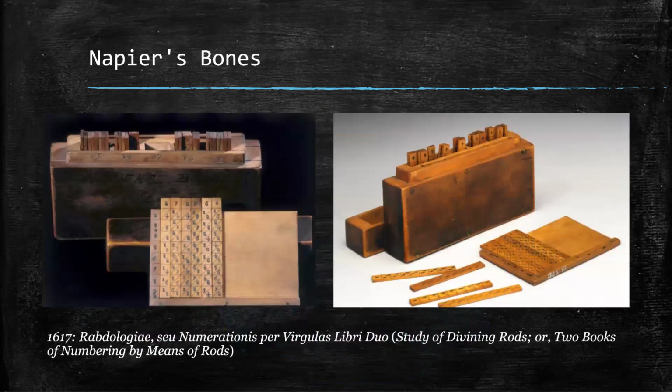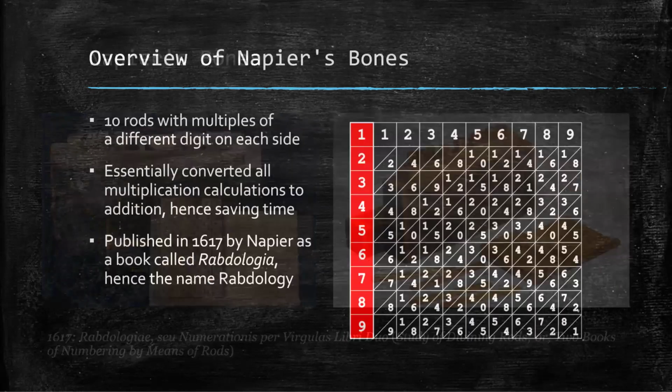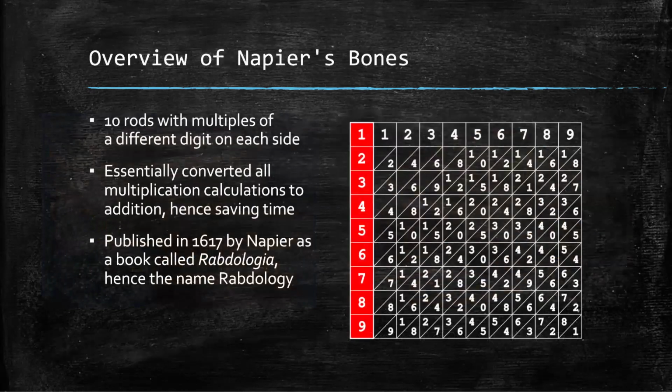His solution was the system called Napier's rods, or as they are more commonly known, Napier's bones. As you can see in this picture, Napier's bones is just a set of wooden rods with numbers on them. So essentially, Napier's bones helped break down a multiplication problem into multiple smaller addition problems by utilizing partial products. This system allowed for the quick multiplication of any two numbers.